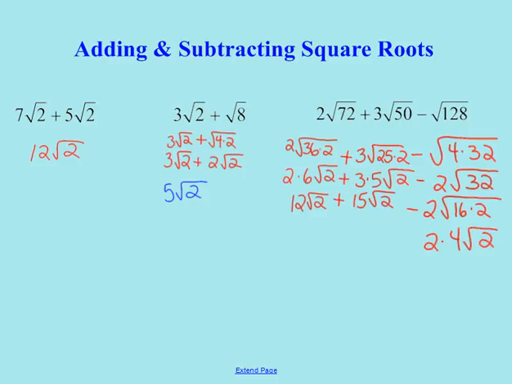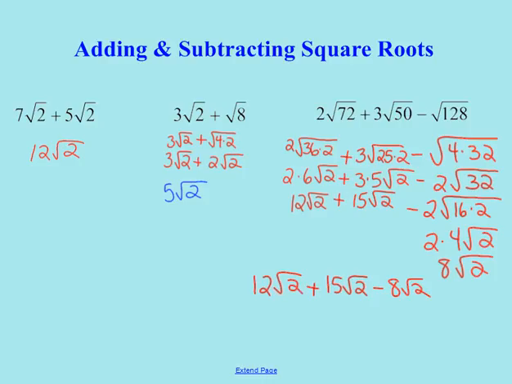2 times 4 is 8. The square root of 128 simplifies to 8 square roots of 2. Now, let's rewrite our problem. We have 12 square roots of 2 plus 15 square roots of 2 minus 8 square roots of 2.